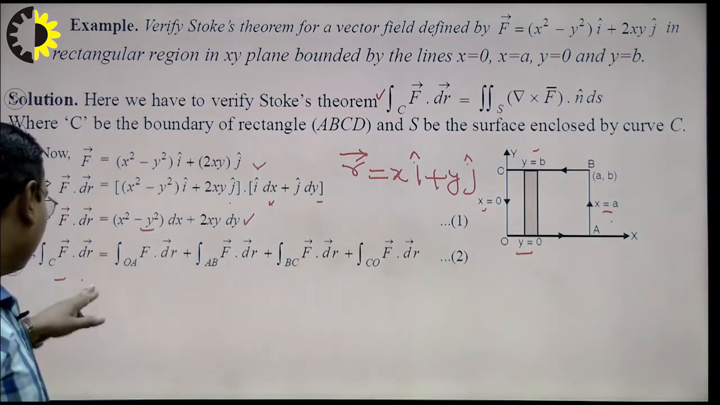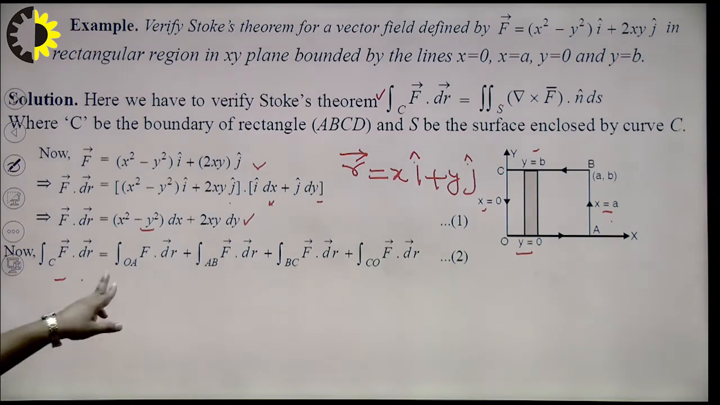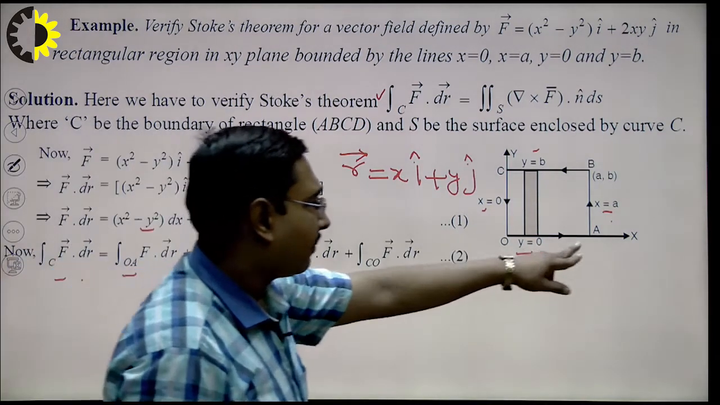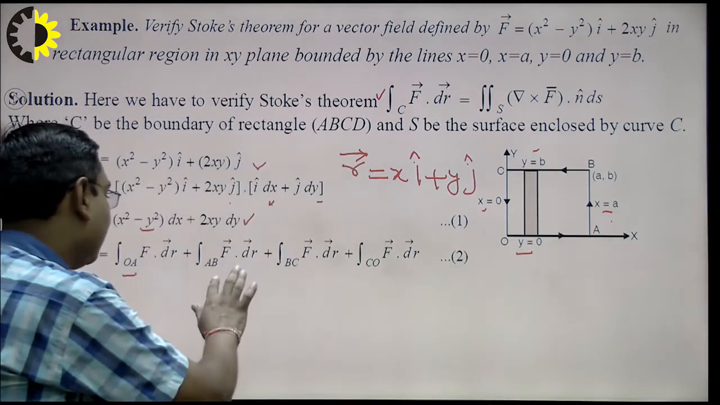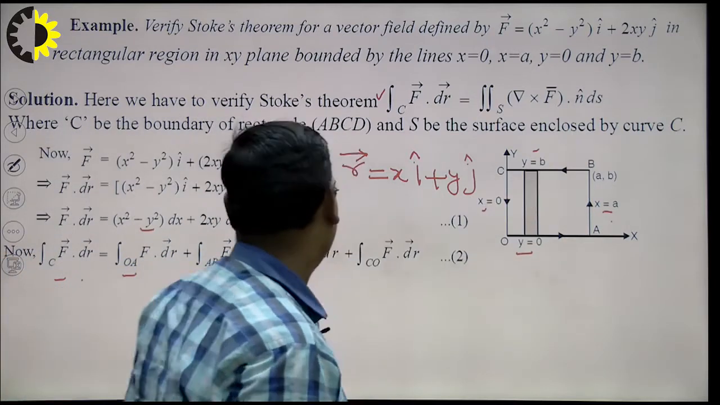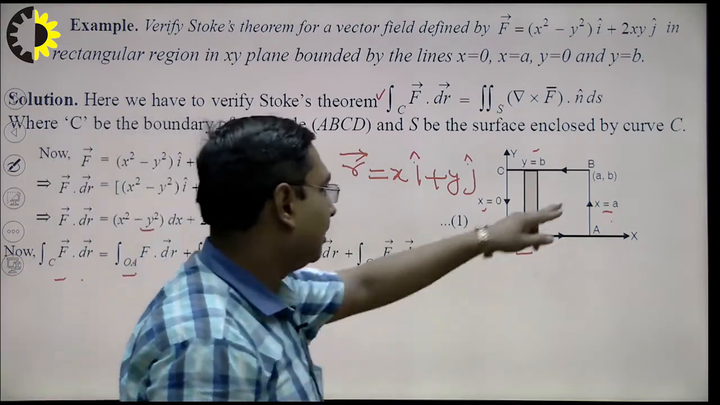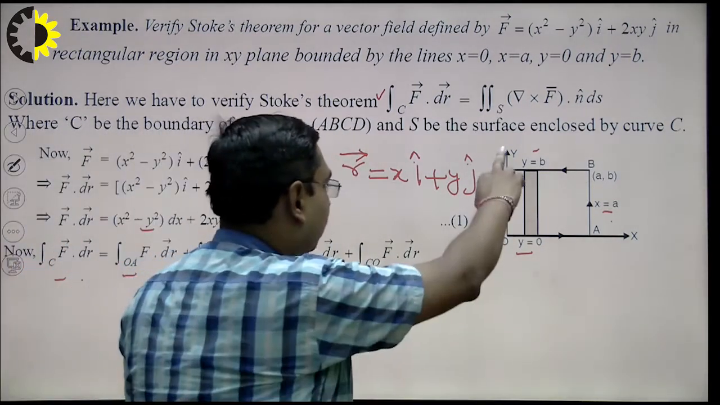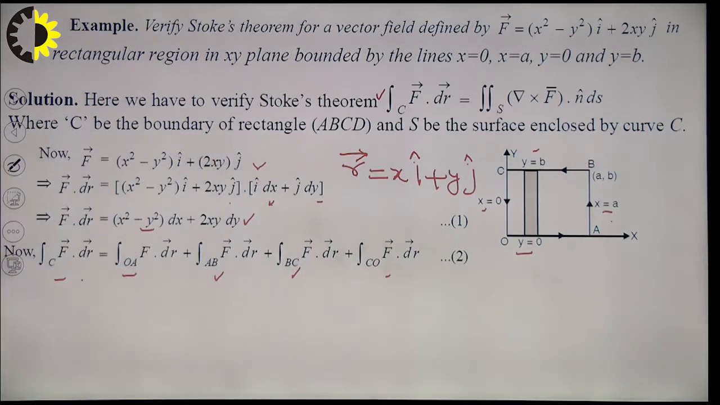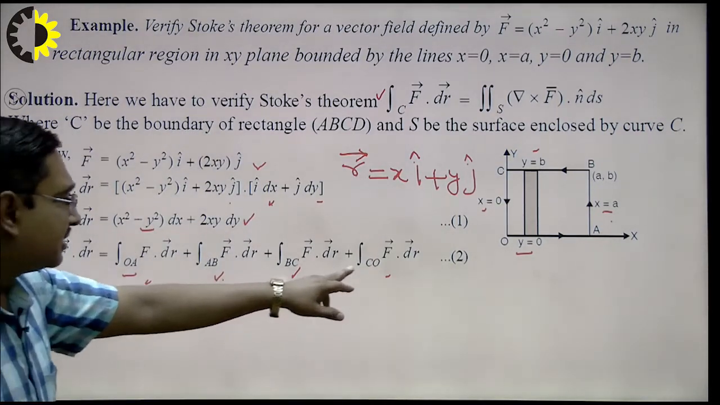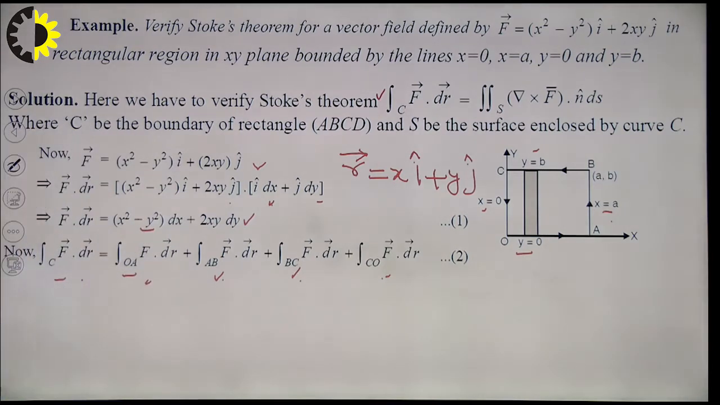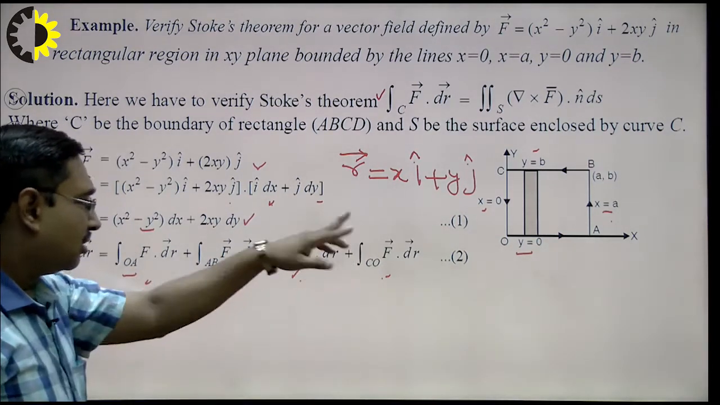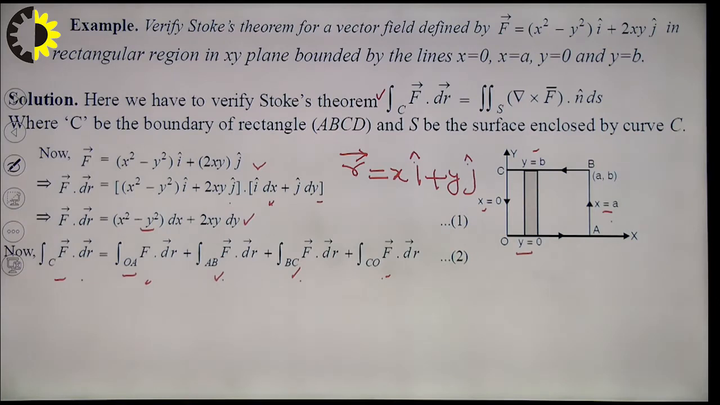So I have written the integral over C of f dot dr as the integral over OA of f dot dr plus the integral over AB of f dot dr plus the integral over BC of f dot dr plus the integral over this curve CO of f dot dr. Each of these integrals will be calculated. Substituting the values of each of these line integrals here, I shall obtain the value of the integral over C of f dot dr.